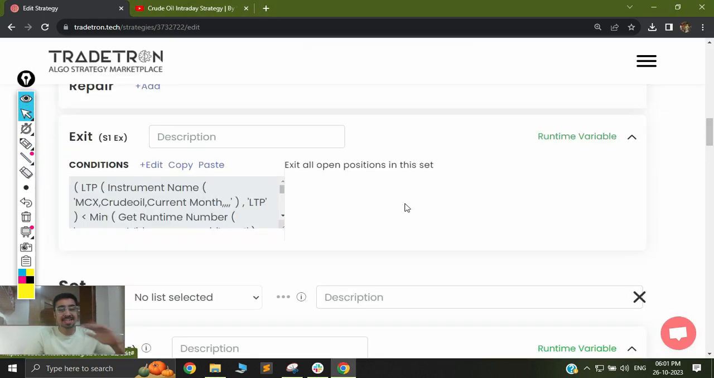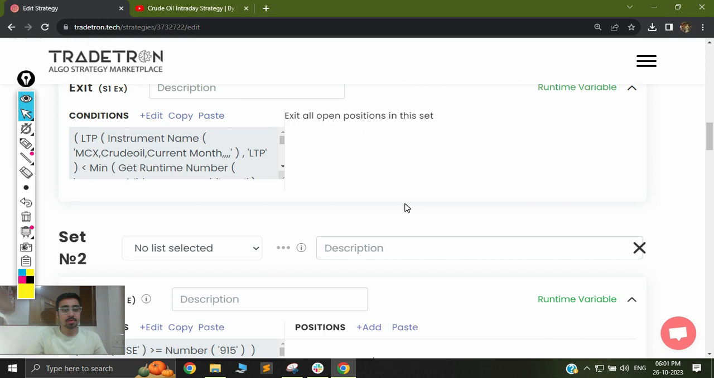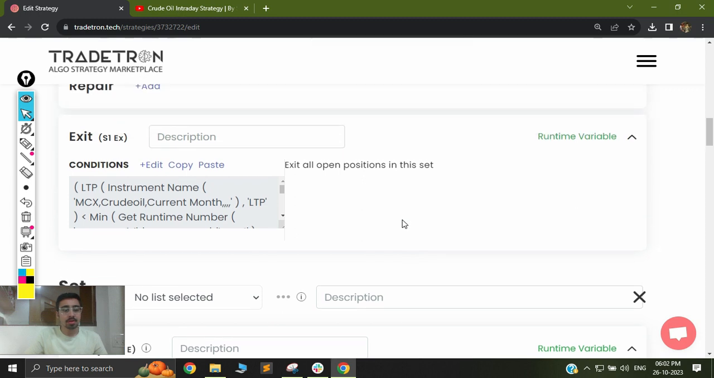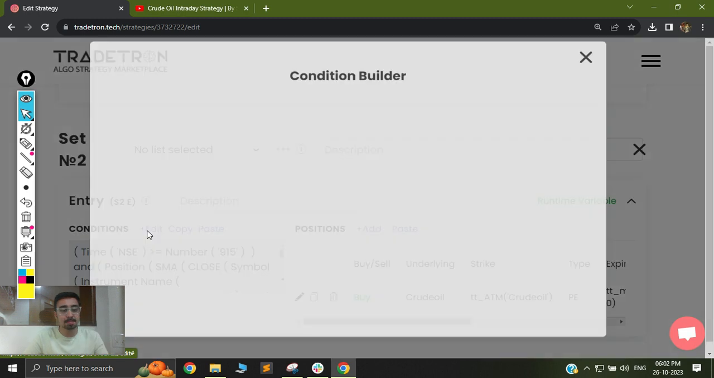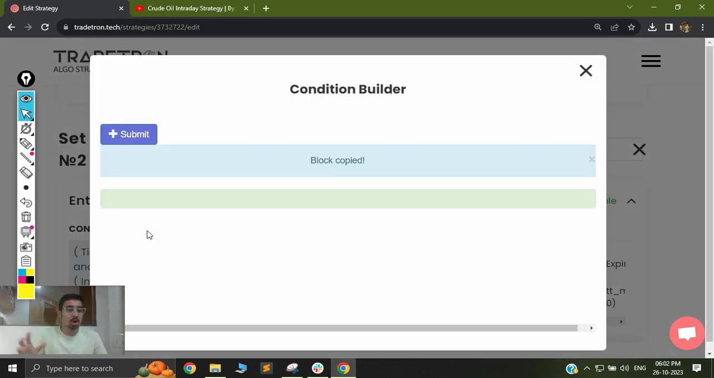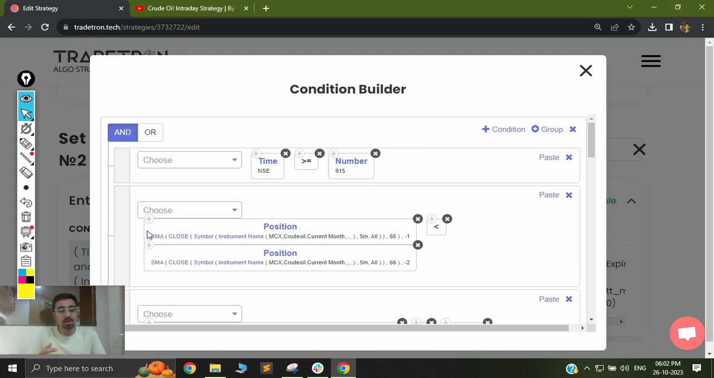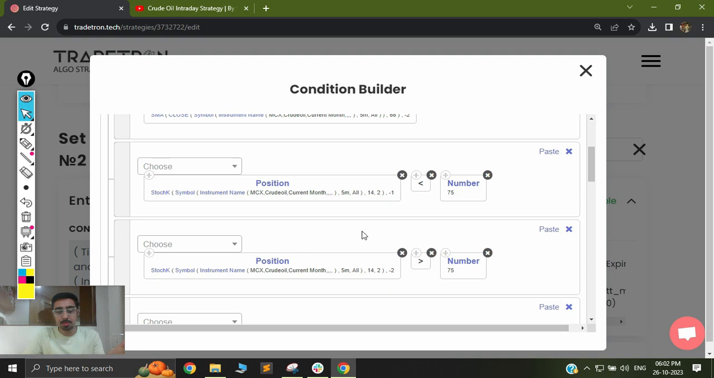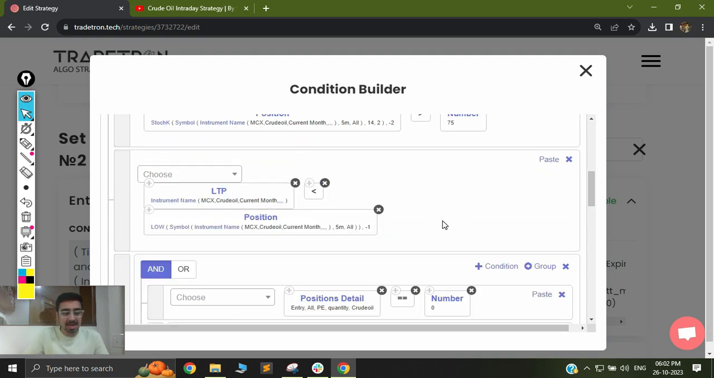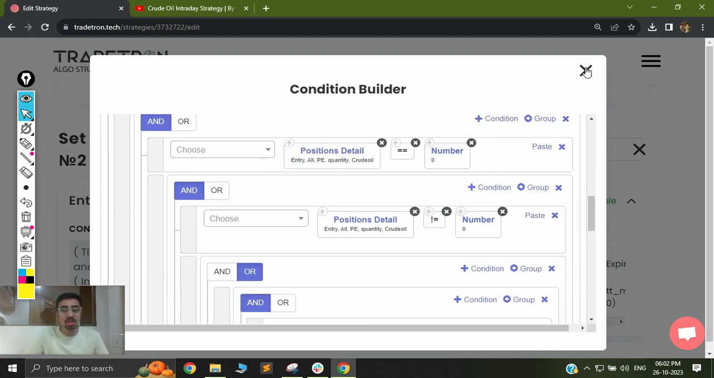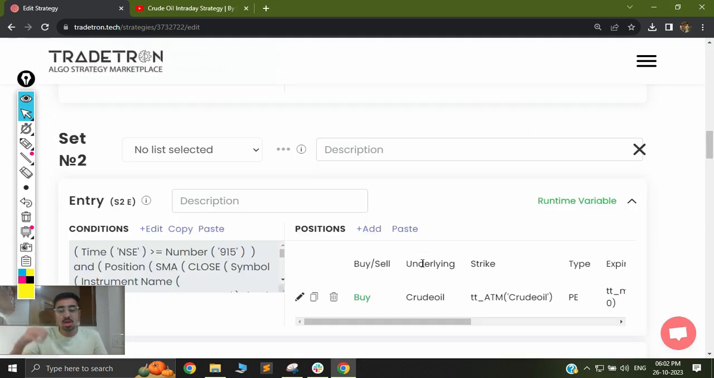With that said, I have built my short logic exactly opposite to what I have built for my long logic. If you've understood the long logic, the short should follow suit and should be fairly straightforward to understand. You can duplicate this strategy from the link in the description and go through this short logic. If you have any queries, feel free to drop them in the comment section, or write to support at Tradetron.tech, and I would be happy to help you.